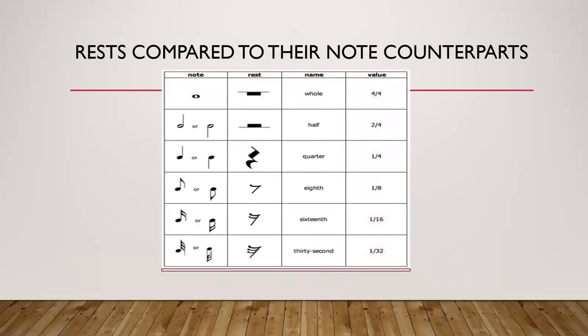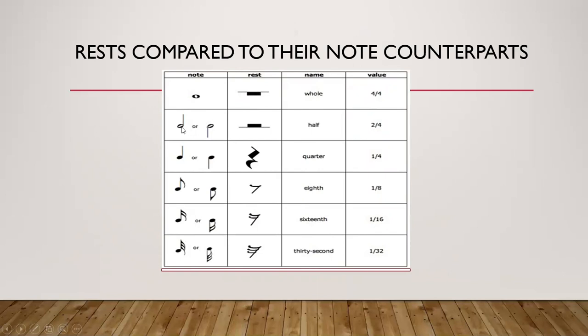So here's what the notes look like compared to the rests. We have a whole note, it's our name, it gets 4 counts. A whole rest is the one that has a little square, it looks like a hole. If I was a little guy right here, I'd be falling in the hole, oh no.